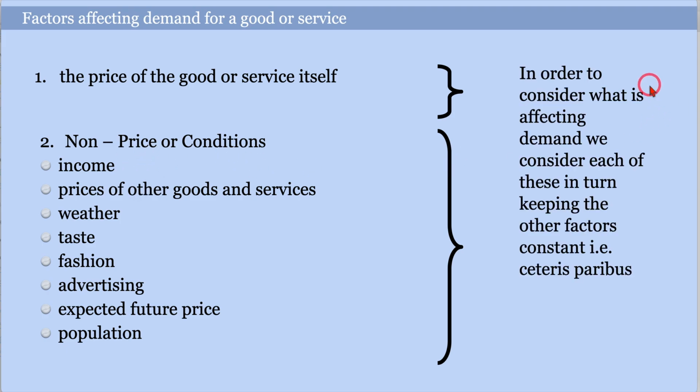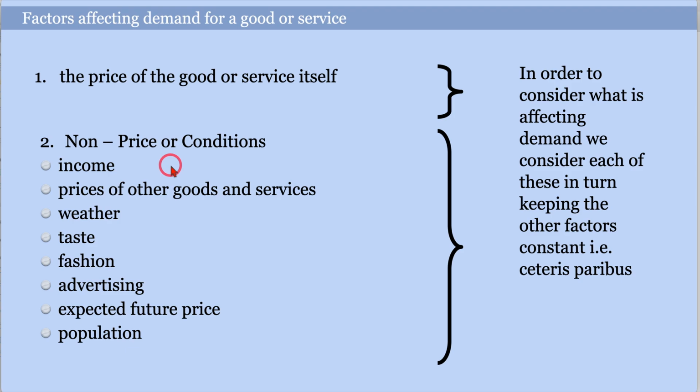And what the complexity is that when you think about the demand for the product, if you don't make this assumption here, ceteris paribus, which you should already have covered, but it's basically saying we'll change one of these things and we'll keep everything else constant. So we might change income and keep price and price of other goods and weather and taste and fashion and advertising, etc.